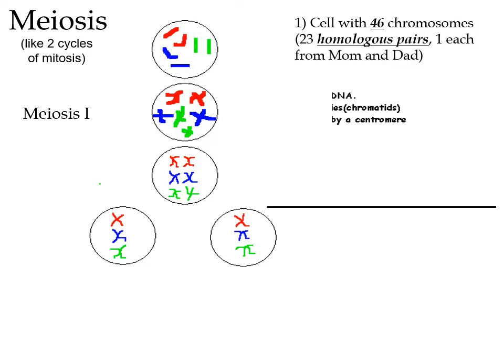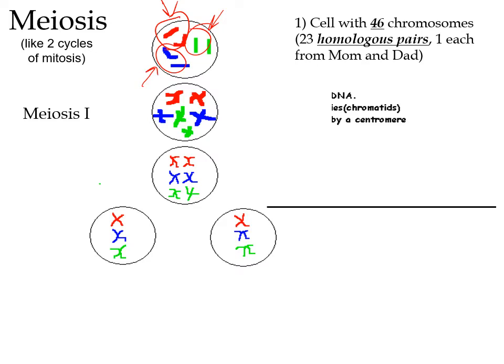Before anything can happen, the cell needs to make a copy of its DNA just as before. So the DNA is going to condense into the chromosomes, as we've already seen in mitosis. In this cell here, we start with the normal 46 chromosomes, and we'll see 3 types of chromosomes. So here we've got 2 reds, 2 blues, and 2 greens. And again, notice there are 2 of each type. These are the copies that you get from mom and dad. So this will be now 1 copy of red from mom, 1 copy of red from dad, 1 copy of green from mom, 1 copy of green from dad, and 1 copy of blue from mom, 1 copy of blue from dad.